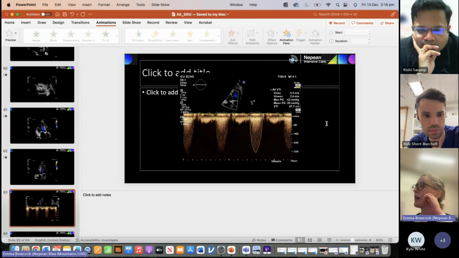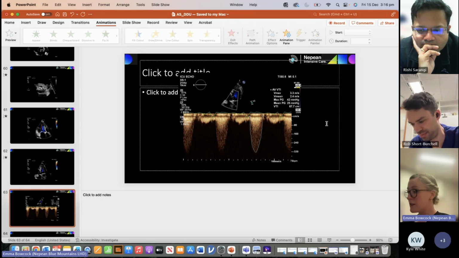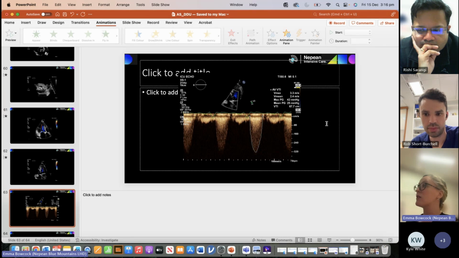But I might just, if I can, show you this really cool case where the highest gradient came from the subcostal window, just to prove that sometimes it can.